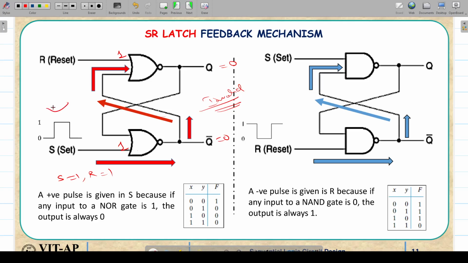So this is about explaining how the NOR latch works. In the next video, we will see how the NAND gate latch also works. That we'll see in the next video.